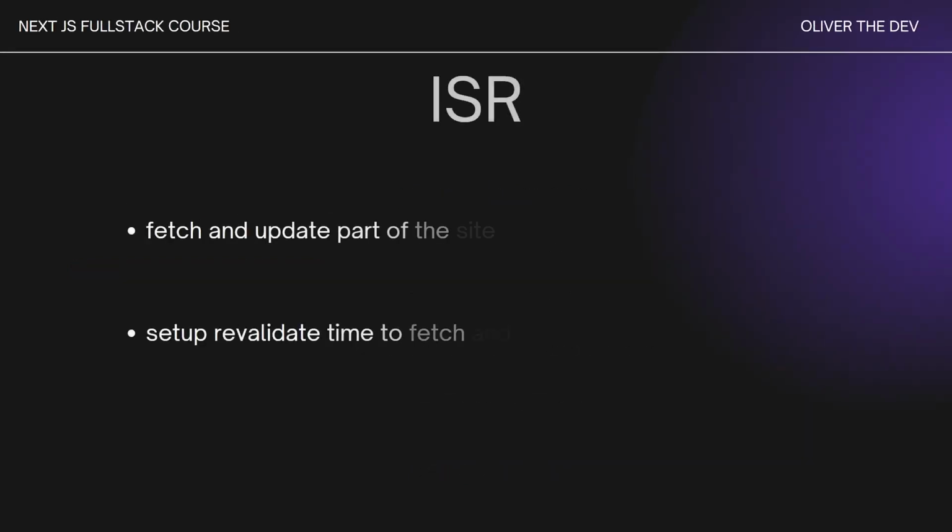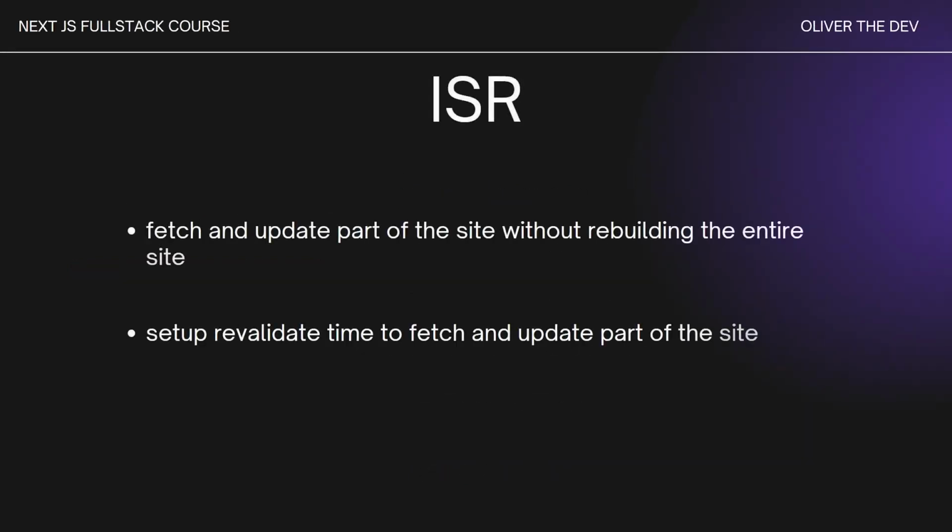Next, we're going to look at a little bit of an experimental feature, which is incremental server render. This is like fetch and update data, updating part of the site without rebuilding the entire site. So you want to fetch and update just a part of the data, part of the component, and not the whole page, which is where this comes in. And you can set this up by revalidating time to fetch and update part of the site. Next.js offers a lot of cool features in that sense.